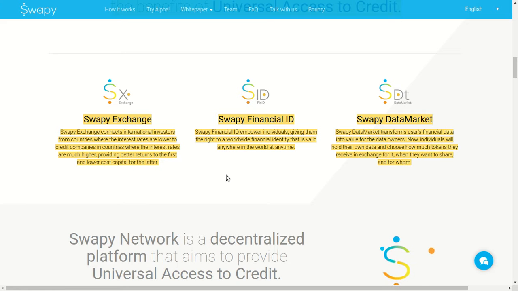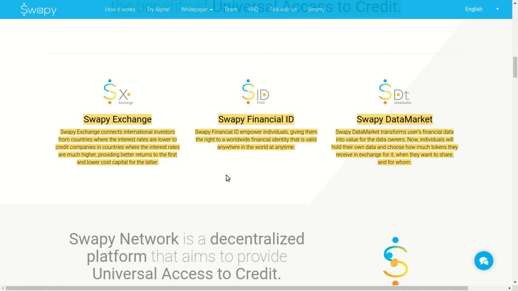Let's start with Swapy Exchange. It connects international investors from countries where the interest rates are lower to credit companies in countries where the interest rates are much higher, providing better returns to the first and lower cost capital for the latter.